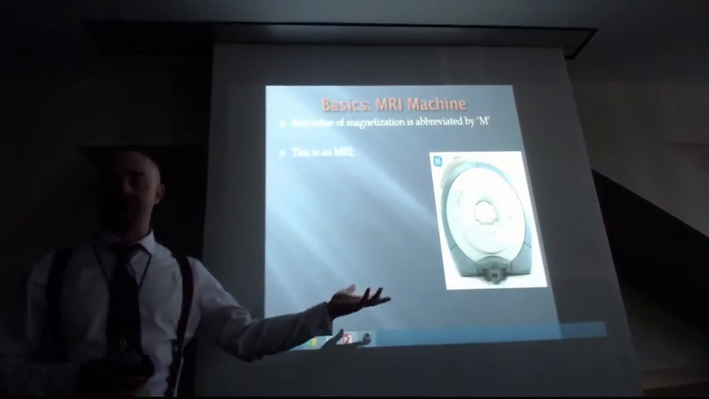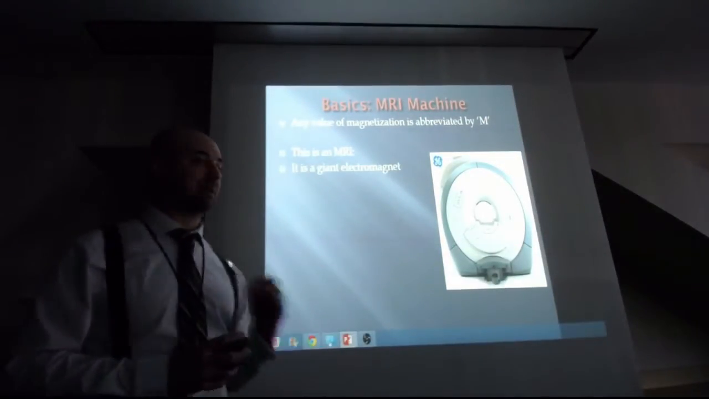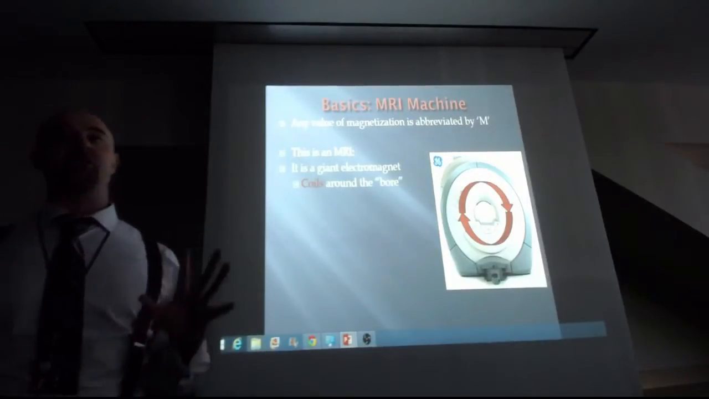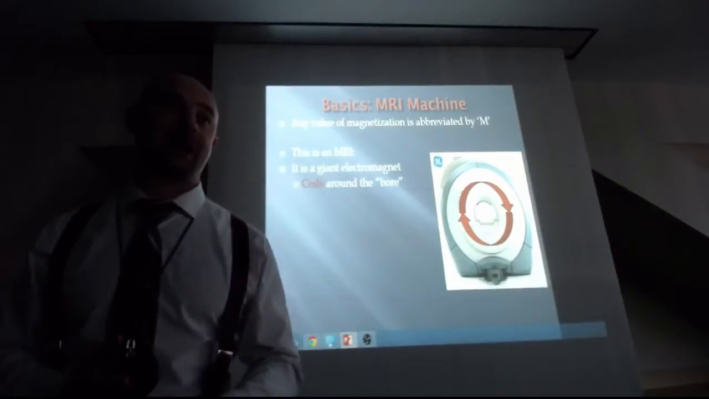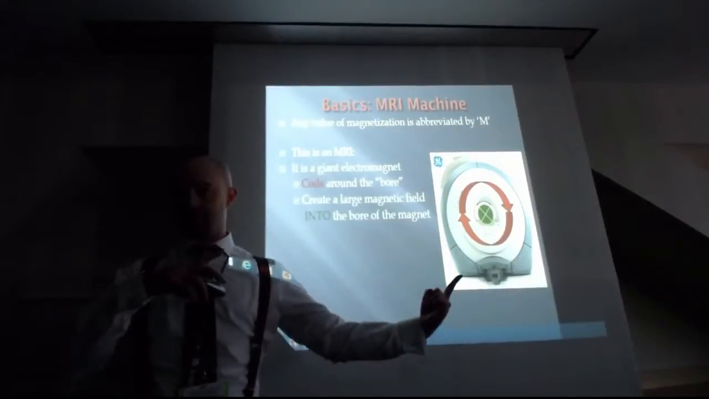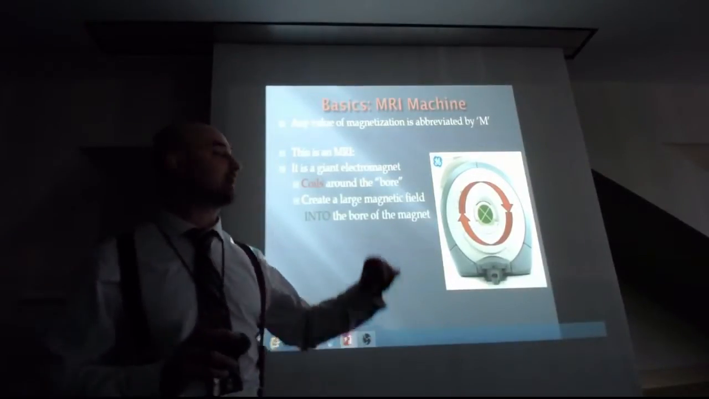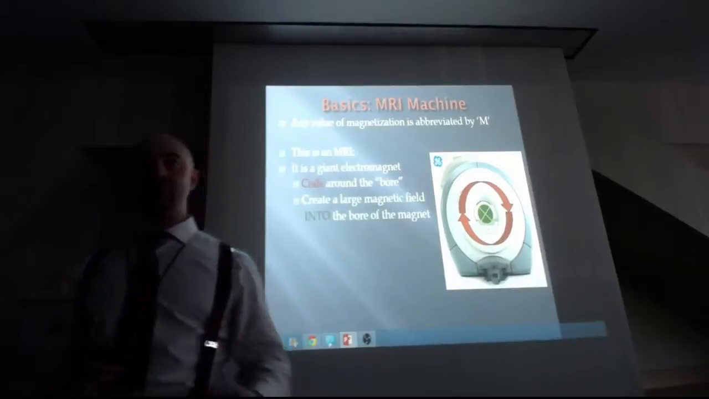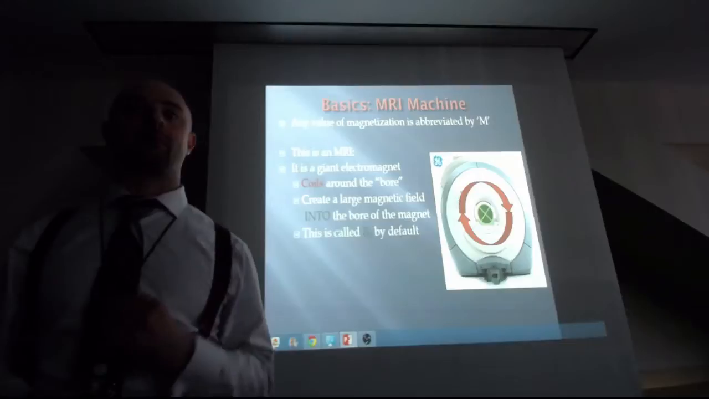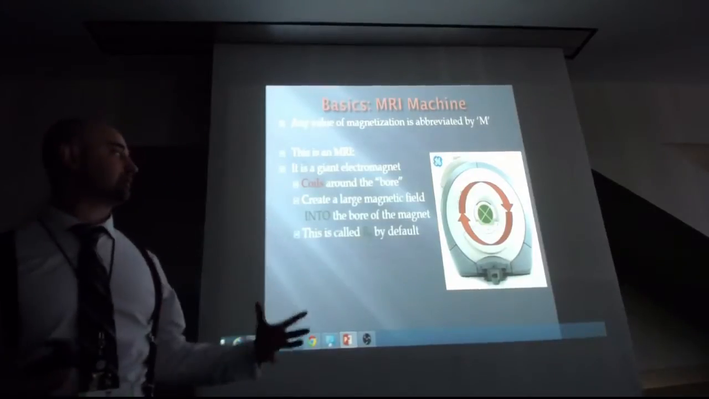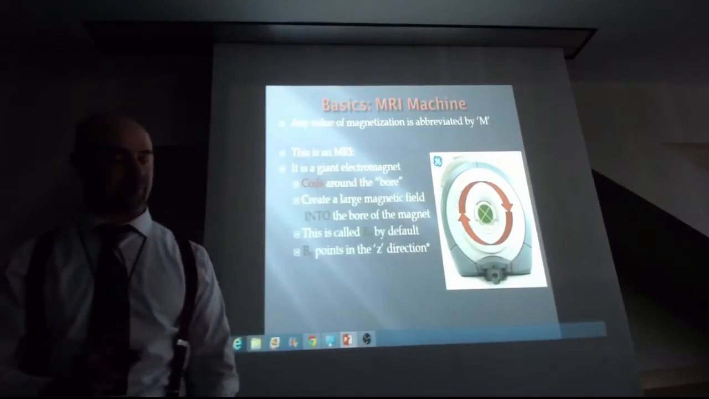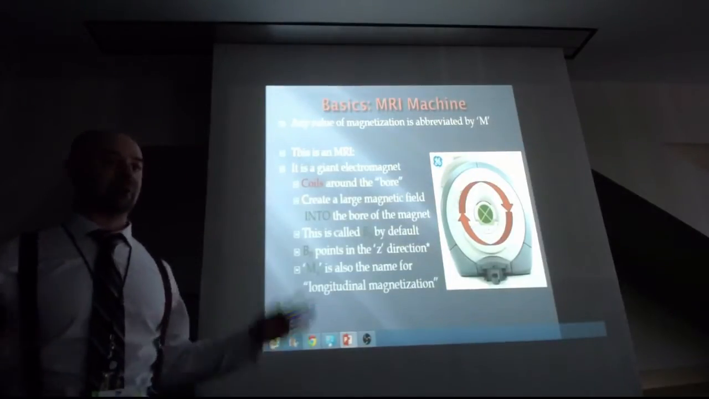This is an MRI machine. Easy part, you all recognize this. It is a giant magnet. Think of it as giant winding coils inside that plastic housing surrounding the bore of the magnet. Just like the sample question, it creates a magnetic field in the bore of the magnet. This is called B0 by default. We call the main magnetic field B0, and we say that B0 points in the Z direction. Obviously you can change any of these, but by convention that is what we use.